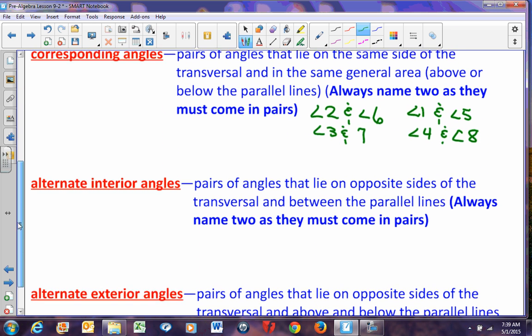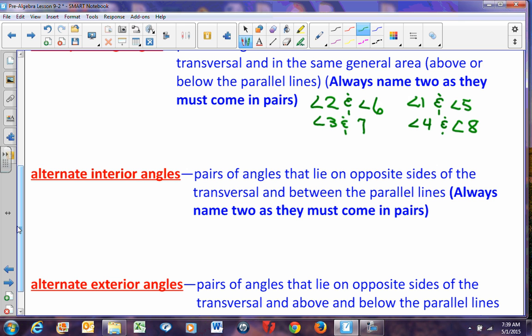Next, we have alternate interior angles. Those are pairs of angles that lie on opposite sides of the transversal and between the parallel lines. It's pretty easy because alternate means opposite. If you alternate between hot and cold, that's the opposite, up and down, left and right. Interior means inside.